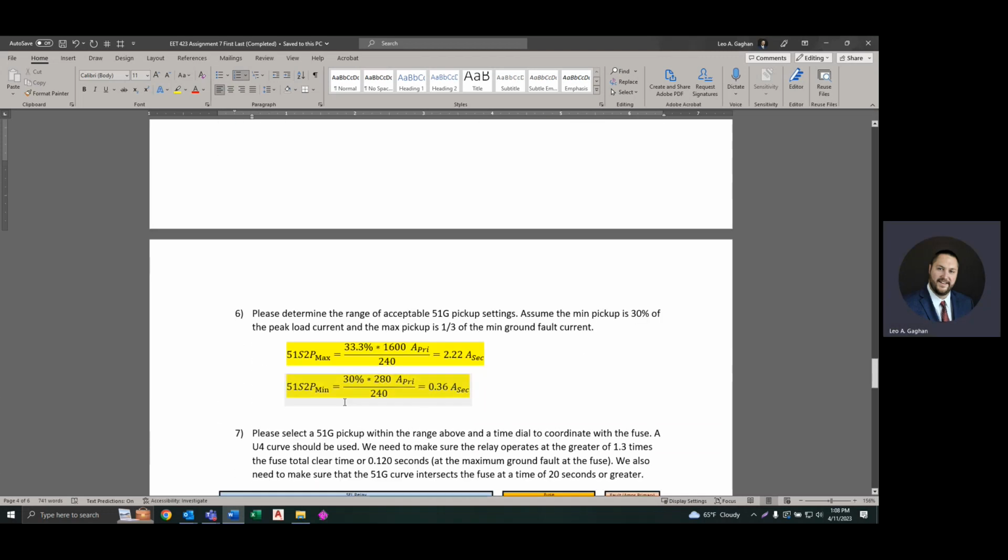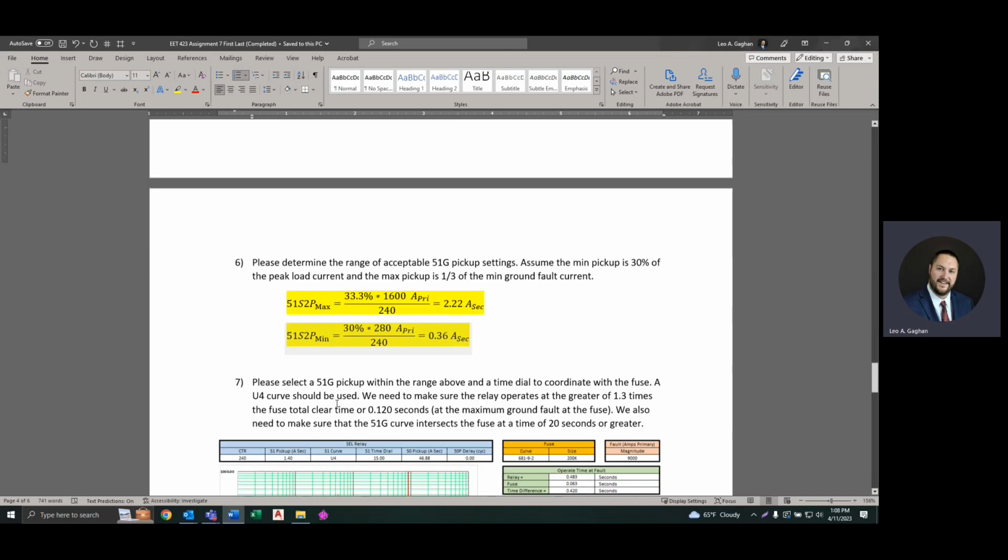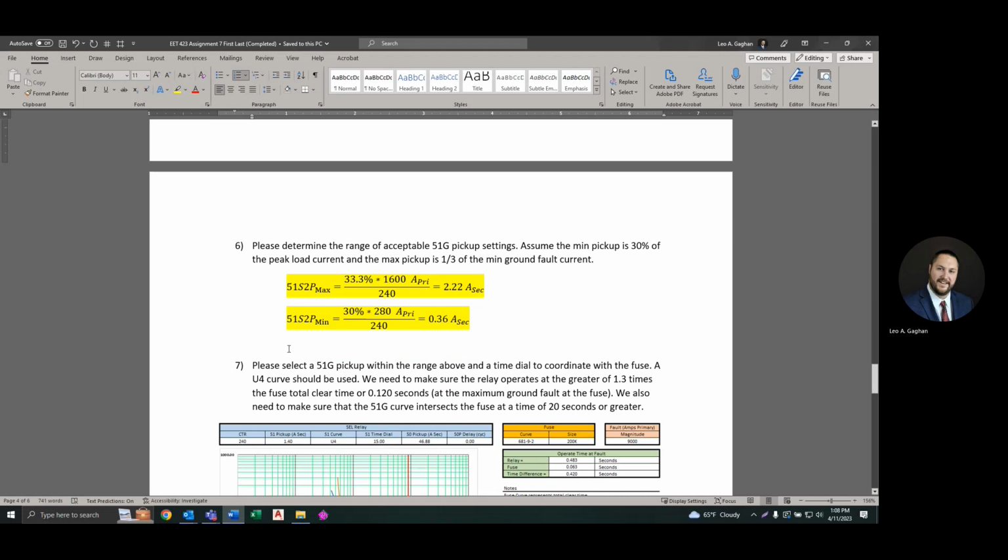For number six, a pretty similar process, just for the ground overcurrents. This is our acceptable range for this one, laid out from the criteria in the question. This time the minimum ground fault current was 1600 amps, and we only had to do 30% of the peak load because we only had to overcome the imbalance.